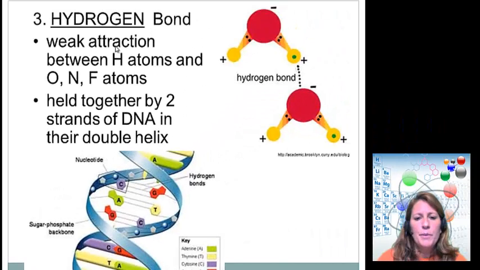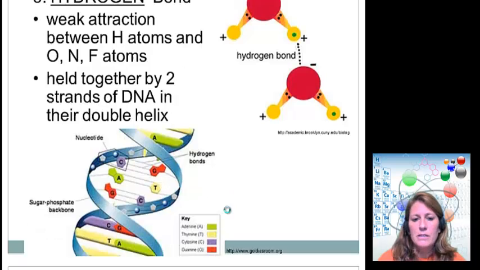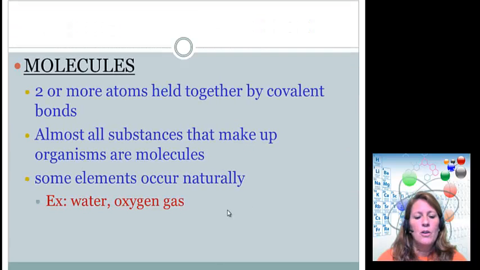Okay, of the 3 bonds, the hydrogen bond is the weakest of the 3. The reason why, especially in DNA, is it needs to be able to break apart to open up in order to replicate itself. Okay, a molecule. A molecule is when you have 2 or more atoms held together by covalent bonds. So most of these are found in organisms, plants, animals, etc. They are molecules, and some even occur naturally, like water and oxygen gas.